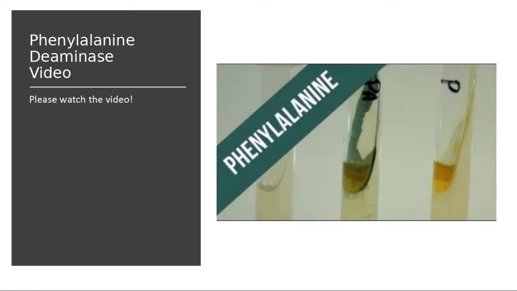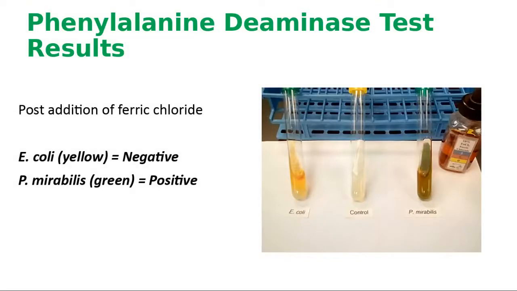because sometimes it's okay to get another perspective. But if we look at this, then you can see the results here, right? This is a control, right? It's not inoculated. Okay, this is E. coli. It's inoculated. You can see it's kind of rusty orange. Any color that is not green is negative, and here you can see Proteus mirabilis had turned green after we added ferric chloride. So green is positive. Any questions?